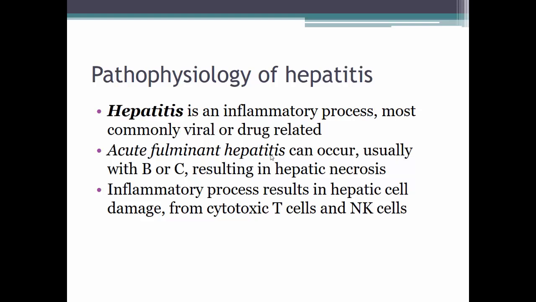So basically, it's an inflammatory process produced by a virus. There's also another form that is called acute fulminant hepatitis, that this could occur in patients that have hepatitis B or C, resulting in hepatic necrosis and even hepatocellular carcinoma. Remember that this inflammatory process will activate the inflammatory cascade, releasing cytotoxic T cells and natural killer cells.